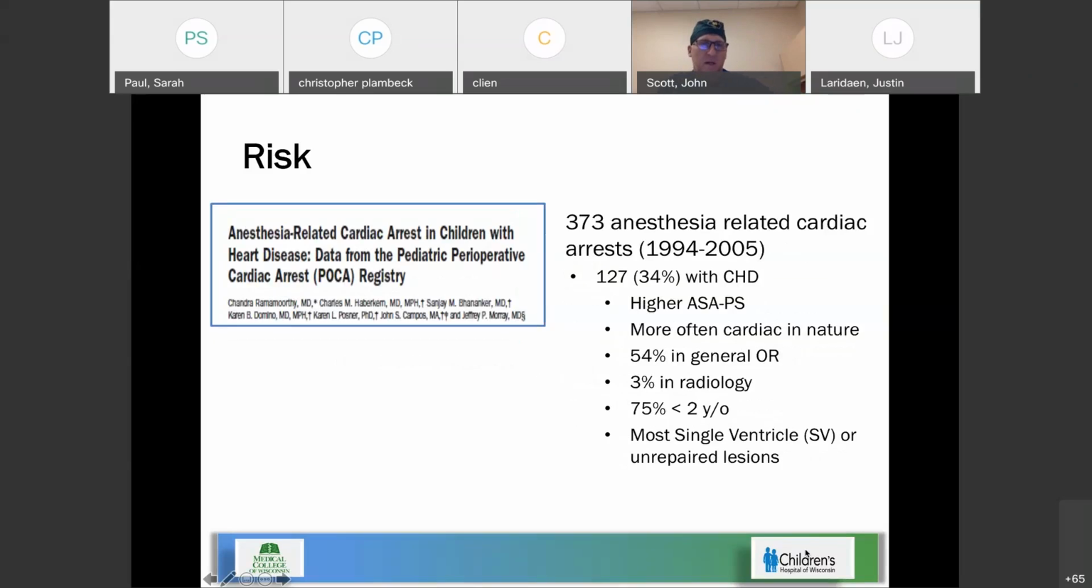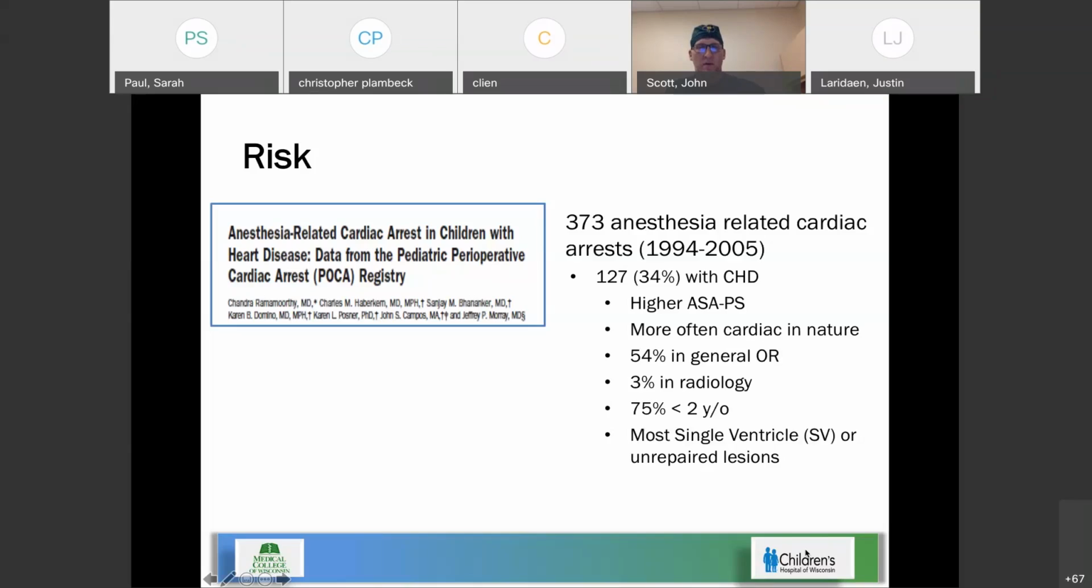This is the POCA registry, looking at anesthesia-related cardiac arrest in children with heart disease. This is from Anesthesia & Analgesia in 2010. They looked at 373 anesthesia-related cardiac arrests over an 11-year period. About a third of these were in patients with congenital heart disease. In these patients, they found similar risk factors: higher ASA physical status. The arrests in patients with cardiac disease were more often cardiac in nature, as opposed to the rest of the cohort, who were more often either respiratory or non-determined.